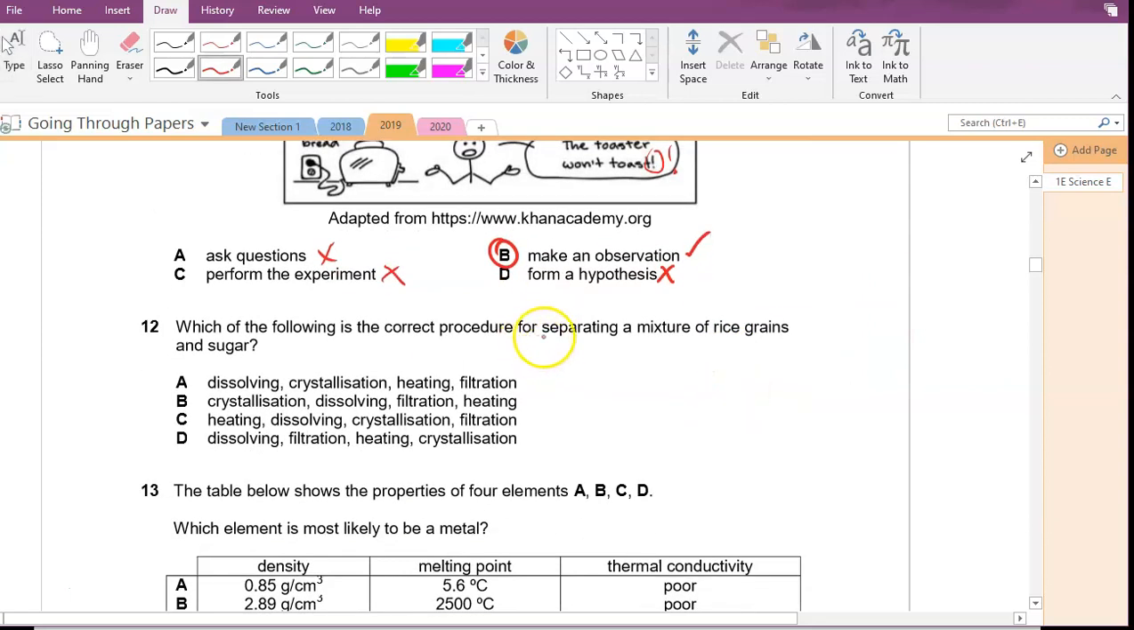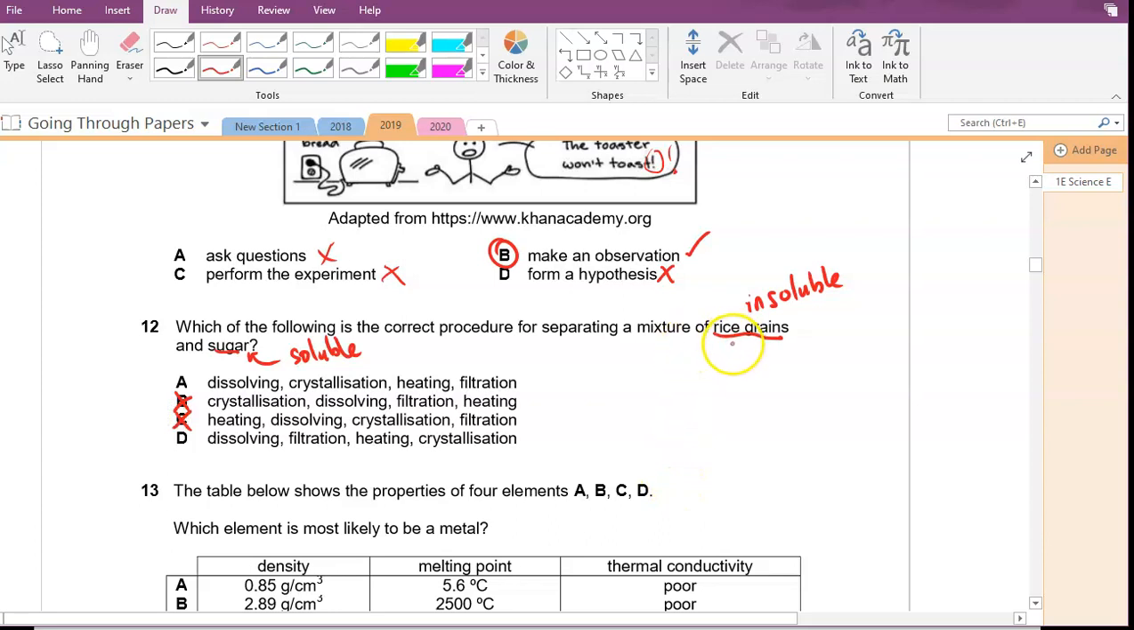Which of the following is the correct procedure for separating a mixture of rice grains and sugar? So the key idea here, rice is insoluble in water. That means you can't dissolve rice in water. Sugar is soluble. So every time you need to do separation, you must ask yourself what is the distinct difference in terms of its physical properties. Because I know that the rice grain is insoluble, so if I can dissolve the sugar, first thing obviously I will do dissolution or dissolving. So B and C is out.